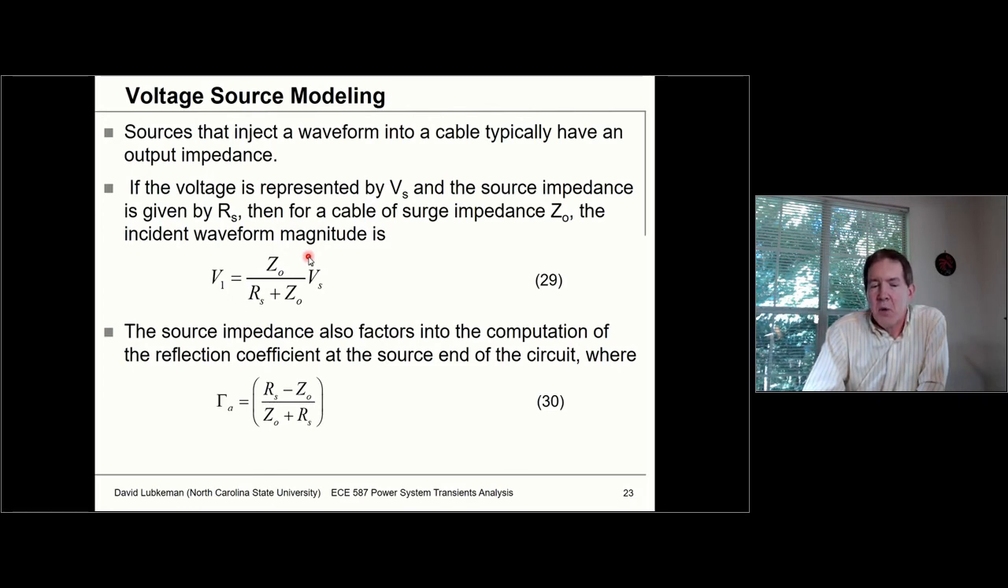Now, if we're talking about the reflection coefficient when we have a traveling wave going back toward the source again, then we just simply use the source impedance. And so gamma A, the reflection coefficient at the source end, would be Rs minus Z0 divided by Z0 plus Rs. Those are usually the only things you need to worry about as far as modeling sources and energizing sources and things along those lines.